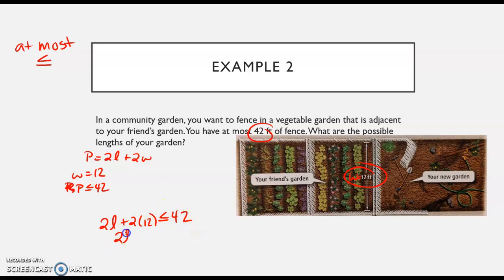We have 2L. 2 times 12 is 24. So plus 24, less than or equal to 42. I need to zero out the 24, so I'm going to subtract both sides by 24. So now I have 2L is less than or equal to 18. And then we divide both sides by 2 to get L by itself. And so my length has to be less than or equal to 9 feet.